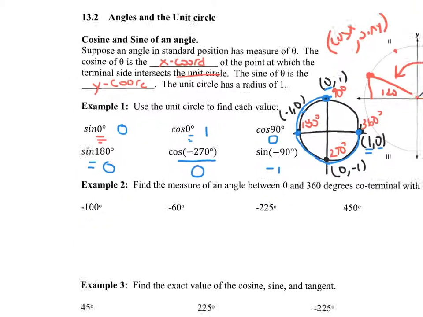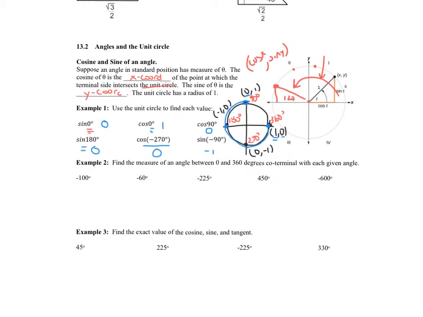So example 2, find the measure of an angle between 0 and 360 that's coterminal. It's another way to write each given angle. So your answer needs to be between 0 and 360. If I have negative 100, I'm going to start right here and go down past 90. What's another way to get to that angle? Well, I can go up positive 260 degrees. I went 260 because that's the difference of 360 and 100. So 260 is the answer.